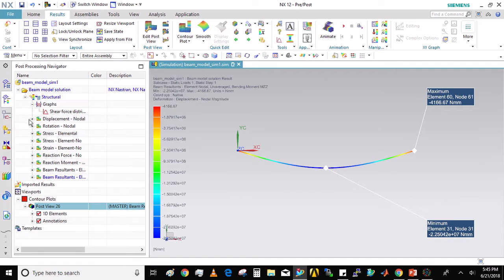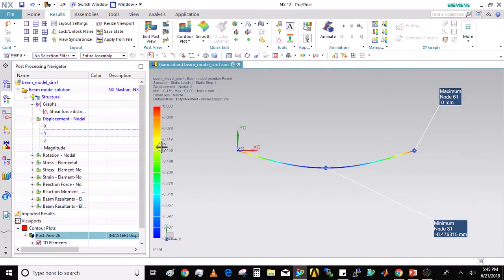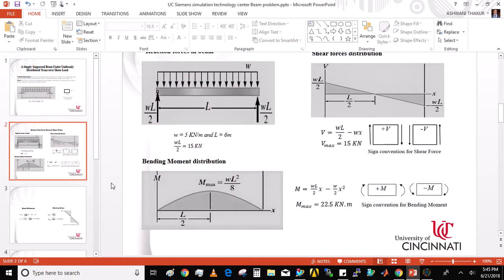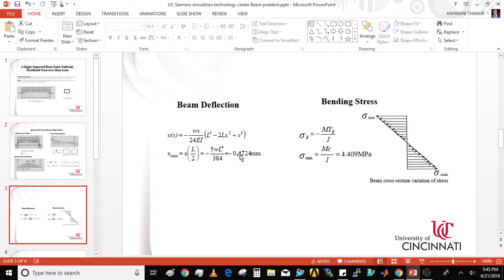Now you can cross-check the displacement. The y displacement was 0.476 millimeters, and if you check the theoretical results, it was 0.4724 millimeters. So close enough, very close.